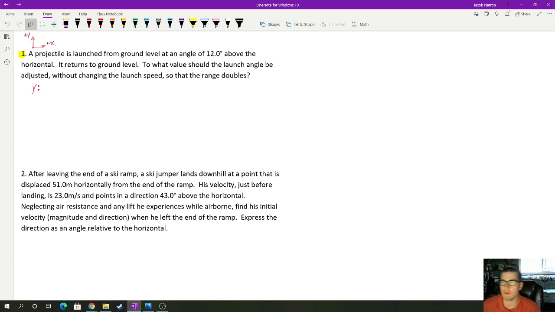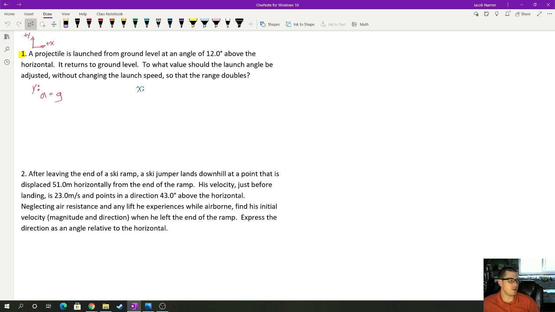Not so much for this problem, but for other things. Okay, so I'm going to make a list for y, and I'm also going to make a list for x of things that I know to be true. The first thing I want to write down is this. In the y direction, a is equal to g.